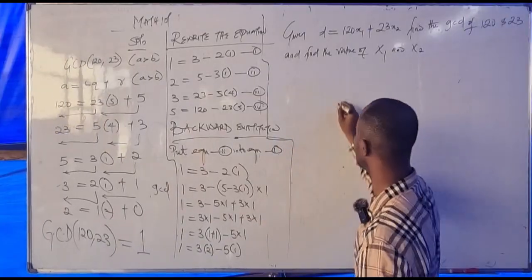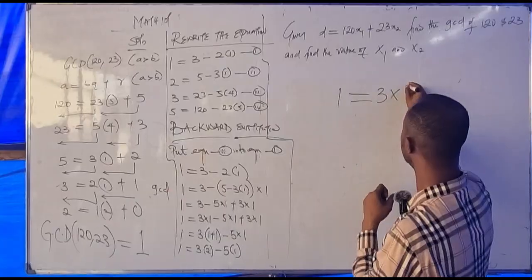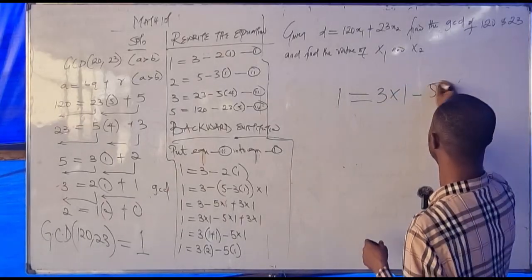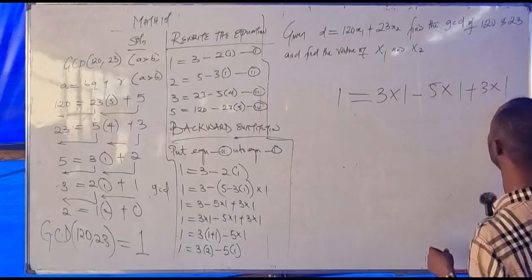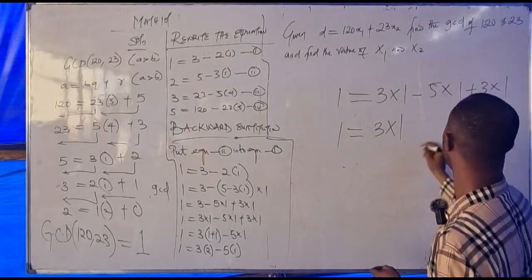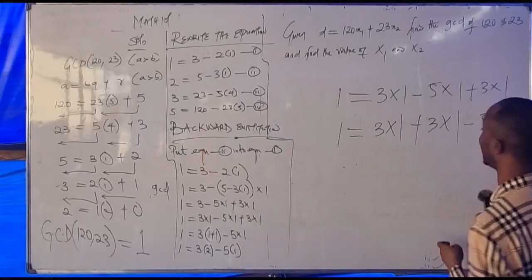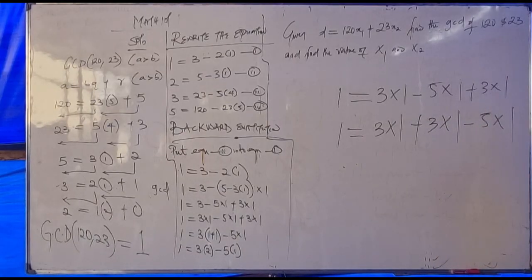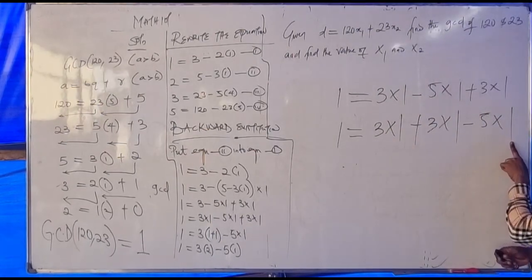Let me bring this out again. 1 equals 3 times 1, minus 5 times 1, plus 3 times 1, right? This is the same as 1 equals 3 times 1 plus 3 times 1 minus 5 times 1. I've not done anything here. I just rearranged. I bring these two together since they are the same, abi? 3 times 1 plus 3 times 1 minus 5 times 1. Is that clear?